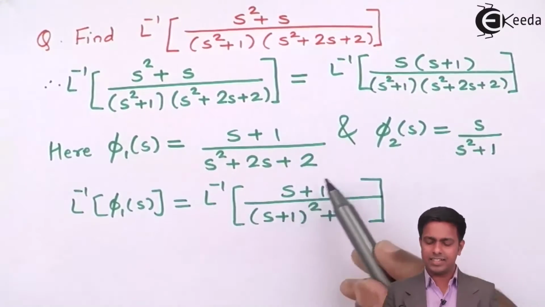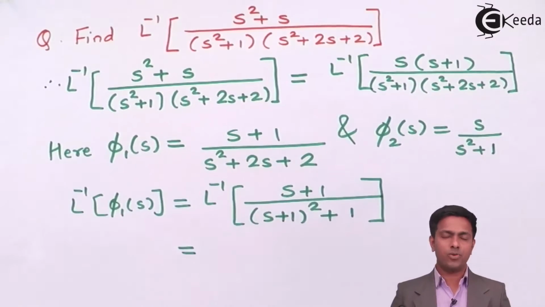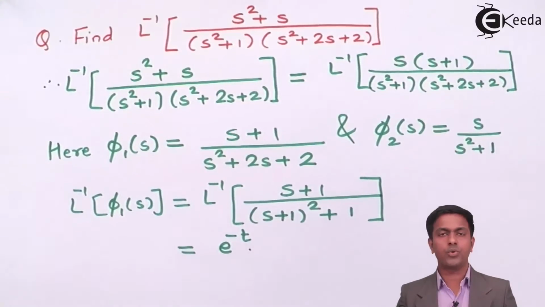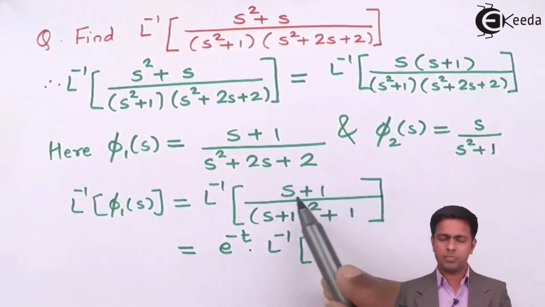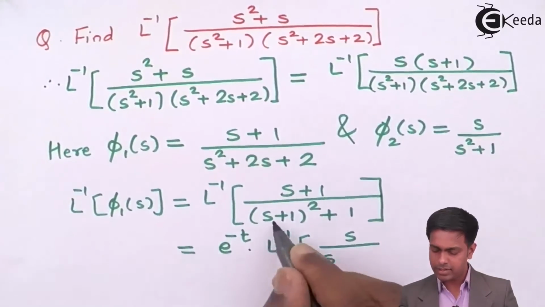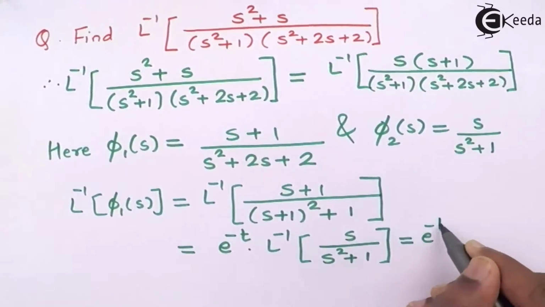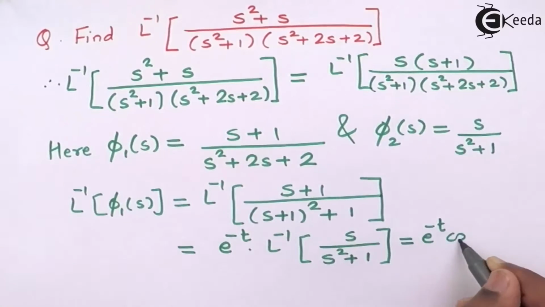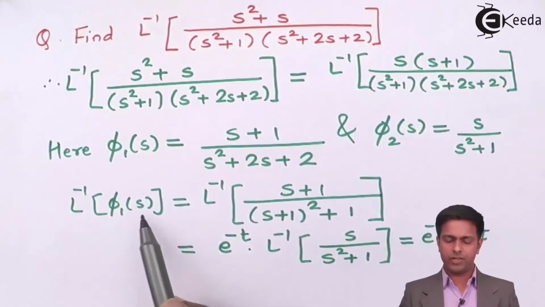You can see that this has become a function of s plus 1, and the inverse Laplace transform of this by using the shifting theorem is e to the power minus t into the Laplace inverse of the function of s. So just replace s plus 1 with s. So s plus 1 becomes s upon s square plus 1. Now this is e to the power minus t, and the inverse Laplace transform of this, by standard properties, is cos of t. So here I got the inverse Laplace transform of the first function.